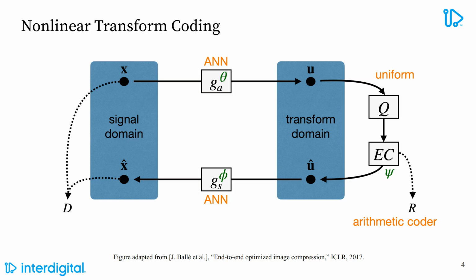Finally, to assess the performance of this codec, we may again compute the distortion between the original image X and the lossily reconstructed image X hat using some differentiable metric such as MSE or MSSIM. The rate may also be computed in a differentiable manner.